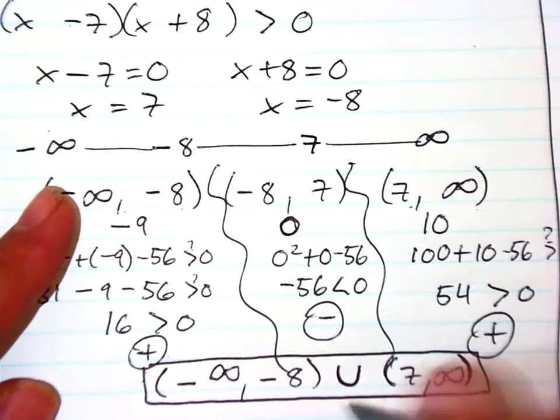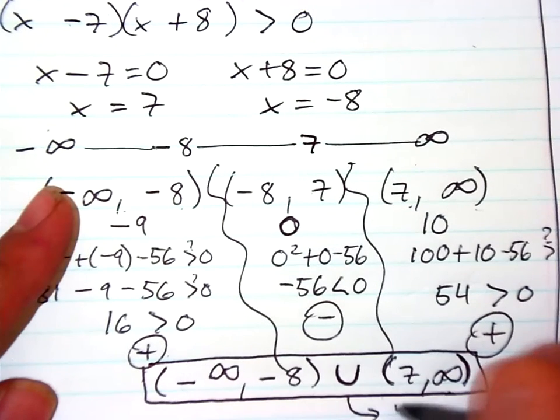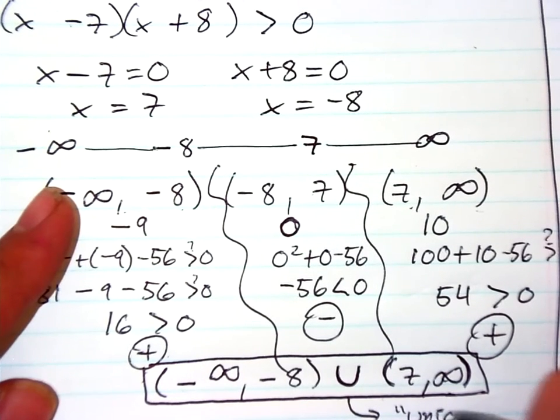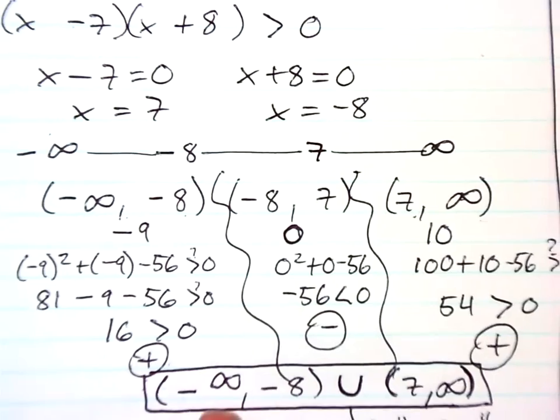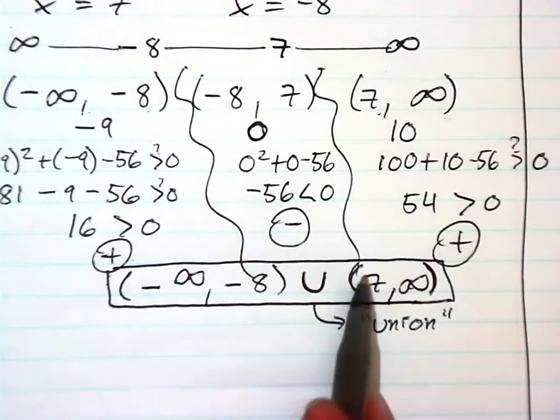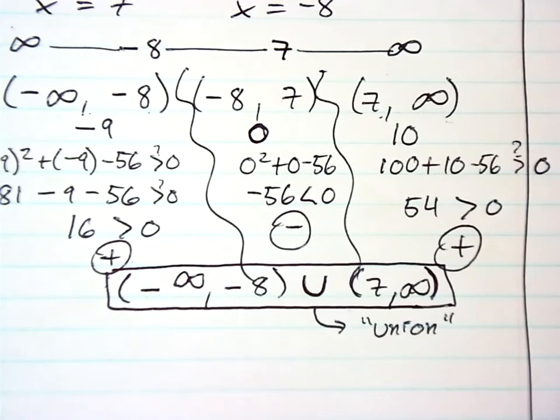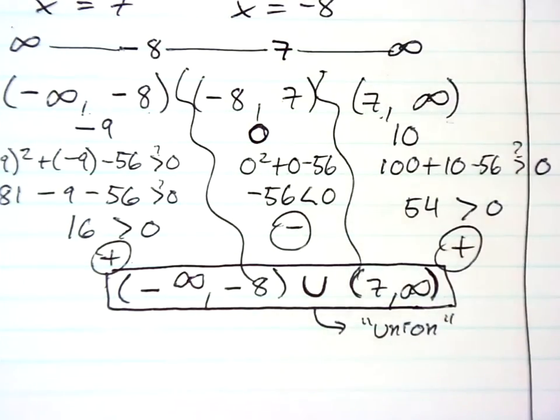This U just stands for union. It's the union symbol that basically says that these two intervals are your set of answers. Okay? So that is one way that you can use to check your answers for these type of problems.